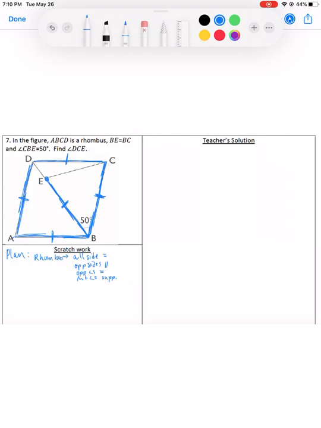Now the BC is equal to BE, so I've highlighted that here. That's these ones. CBE is 50 degrees, so they do that one. So we want to find DCE. So which one is that? We use red to mark out our angle. This is D, C, and E. So we're talking about this little skinny angle here. When you find that one.